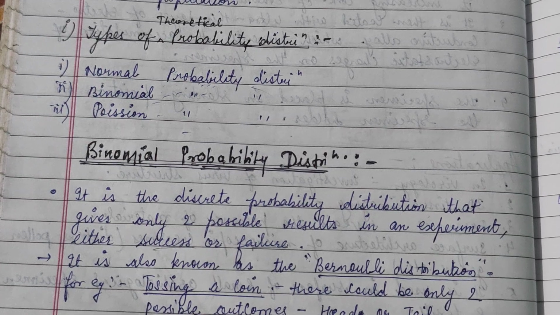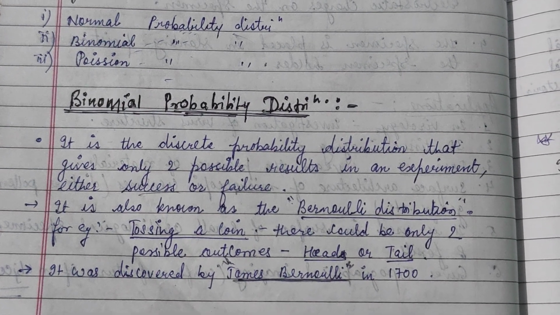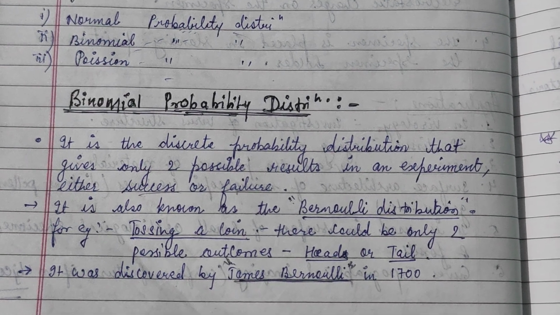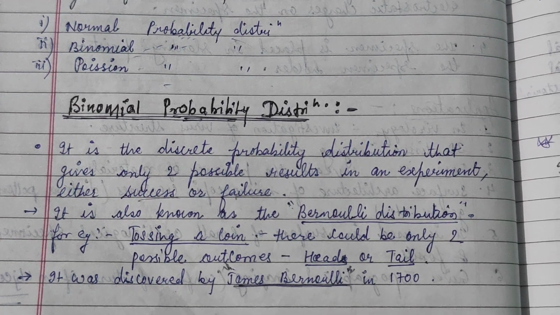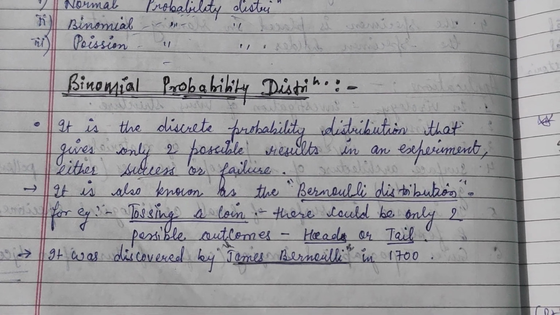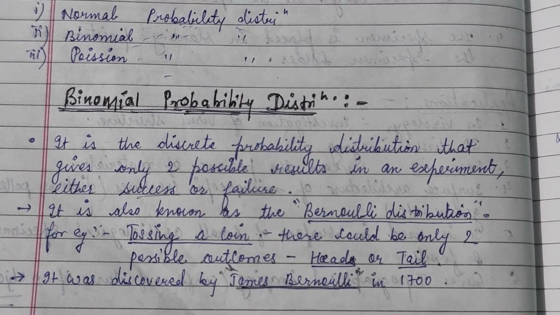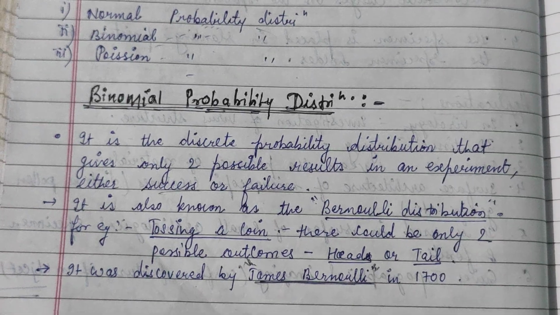We can see these three one by one in a series of videos. The first one is the binomial probability distribution. As the name suggests, bi means two, so it has two possible outcomes. Example, tossing a coin. It was discovered by James Bernoulli in 1700, so it is also known as the Bernoulli distribution.